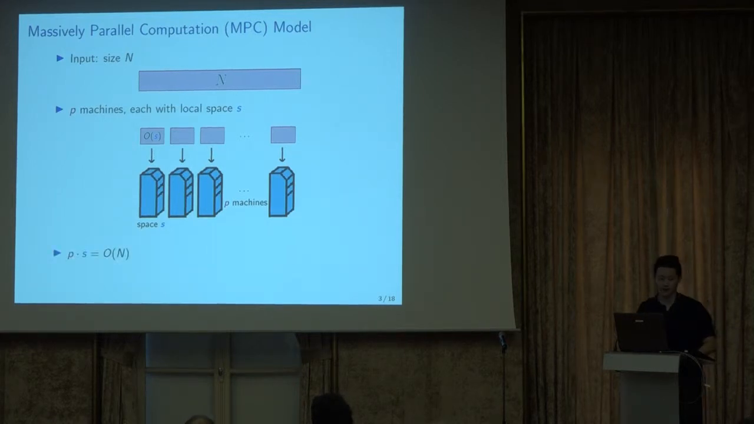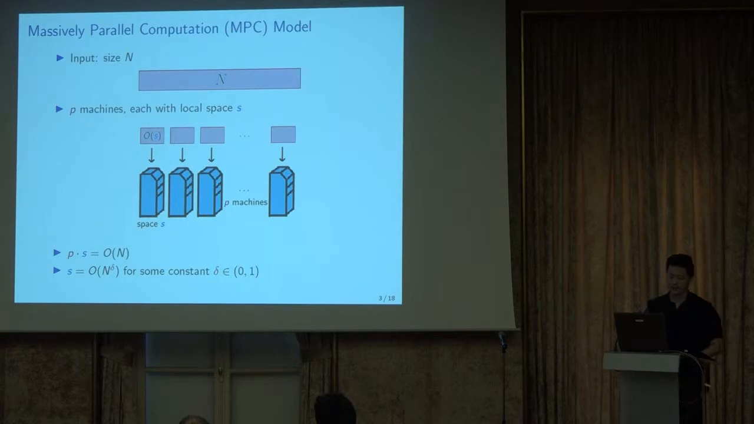In our work, we care about the most restrictive case. So the number of machines times the local memory size is just linear in the input size. It means that the total space available in the whole system is just linear in the input size. Furthermore, the local memory size is sublinear in the input size. So it means that no machine can hold the entire data. So to compute the final results, they need to communicate and coordinate with each other.